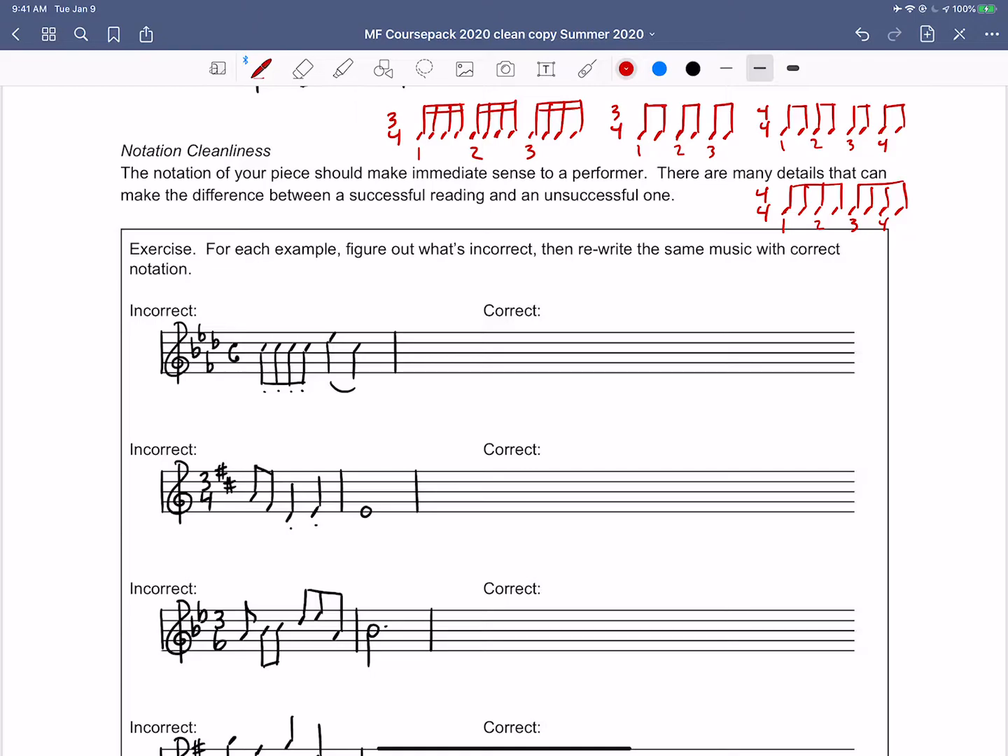Now, here's another tip. This is something that you, again, may have noticed going through the textbook, but may not have explicitly practiced. And that's whenever you're writing notes on the staff.